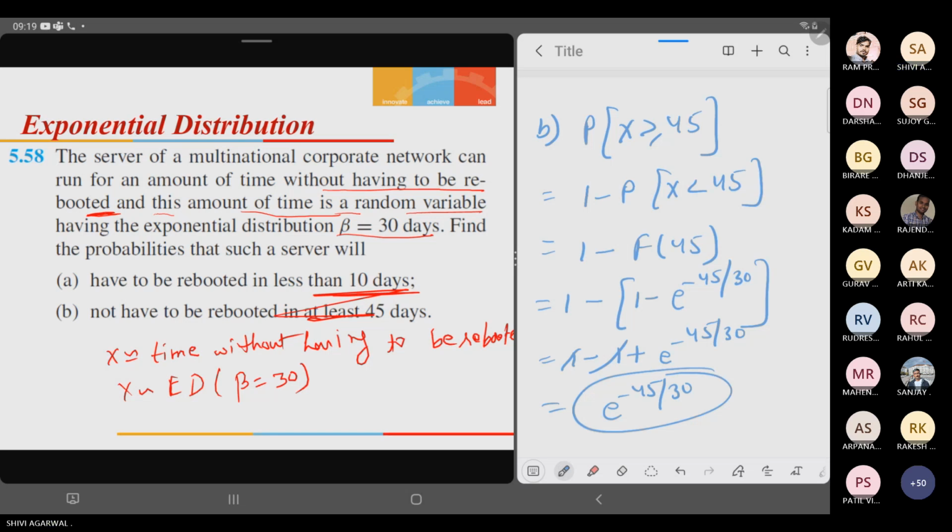Correct? Yes. Got it? So it's very easy. It is just formula based. Definitely you have to remember some formulas, but the questions are coming formula based. You just identify the distribution. It is given in the question itself. So read the question carefully and then you just apply the formula, what is asked and what is given here.